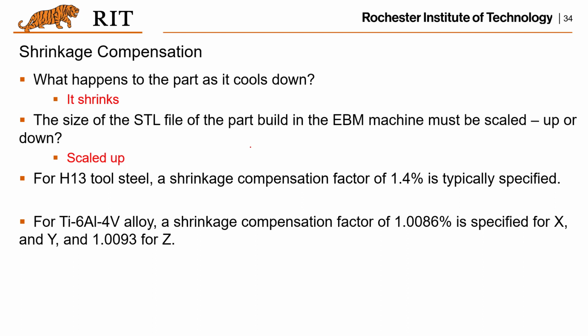Also, for the shrinkage: what happens to the part as it cools down? It will shrink. To compensate for the shrinkage, you want to scale up the size of the STL file when you build the part using the EBM machine. There are some reference numbers for H13 tool steel. Probably you need a scale-up factor of 1.4 percent. And for titanium alloy, probably you need to specify different scaling factors in different directions.